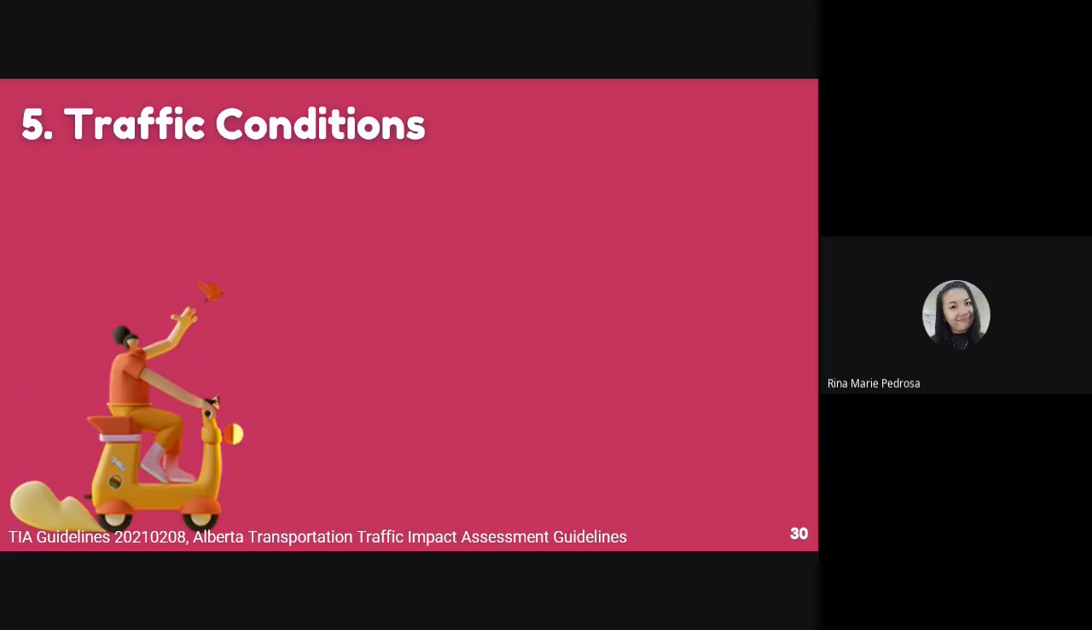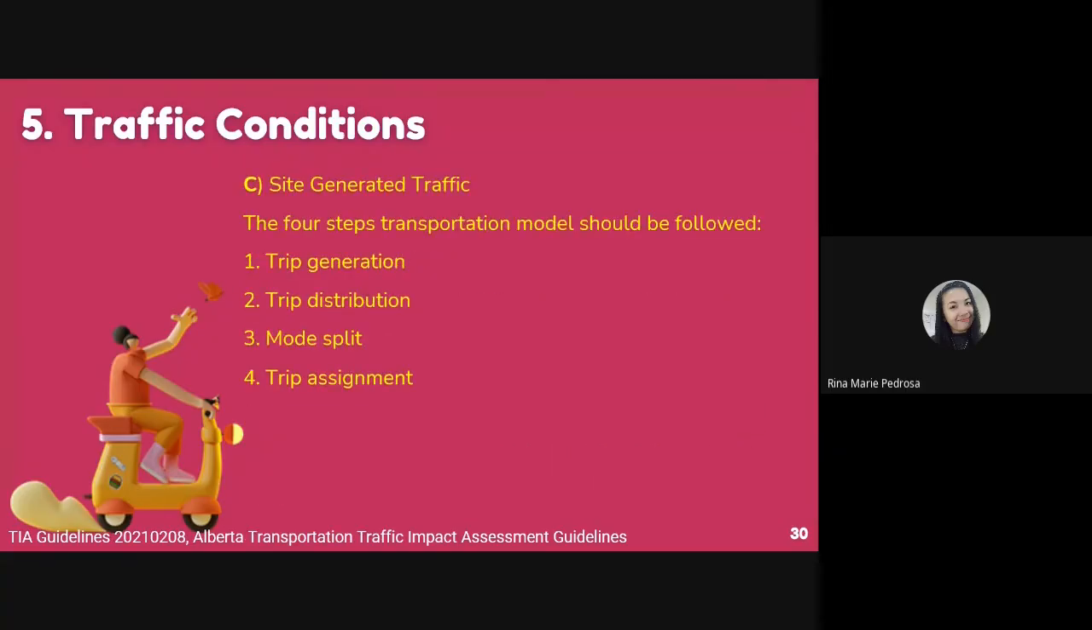To determine the impact of the proposed development, it is necessary to estimate the trip generation of the development and identify how to distribute the generated traffic to the area roadway network. So there are four steps transportation model that should be followed. Again, it is the trip generation, trip distribution, mode split or your modal split, and the traffic assignment.